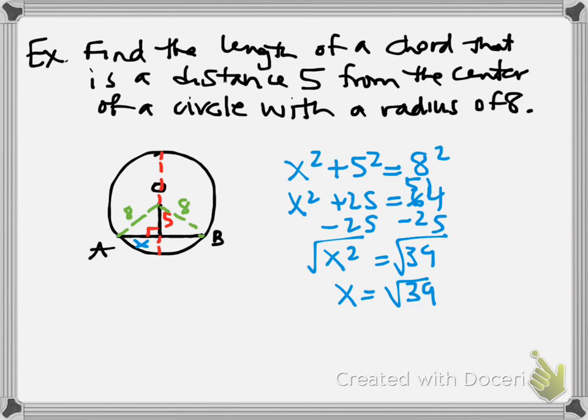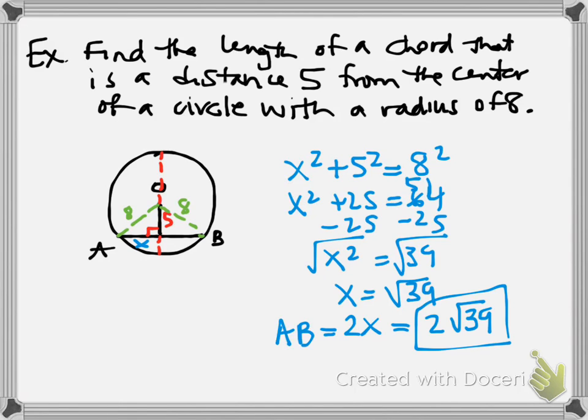It's 3 times 13. But what we want to figure out is the length of chord AB. That's going to be 2 x's, because we have the theorem that says segment AB is being bisected. So 2x would be the length of AB. Our actual answer would be 2 times radical 39. Okay?